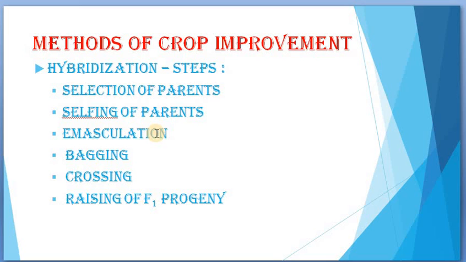And how to do this emasculation? Just imagine how to do it. Generally emasculation can be done by using a scalpel, a scissor or a forceps. They will simply pluck it off, or else they will cut it off. This kind of emasculation can be done in larger flowers.